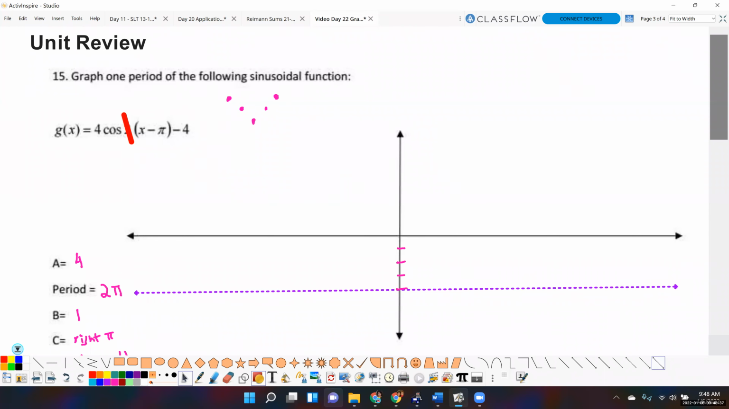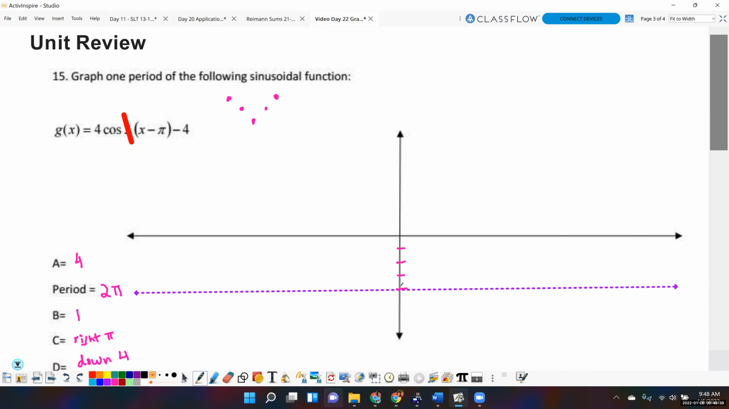That's pretty straight. And now I'm going to go, I've already gone up 1, 2, 3, 4. I know this is where the maximum will fall, and down 1, 2, 3, 4. That's where the minimum will fall. I know that this graph goes right pi.